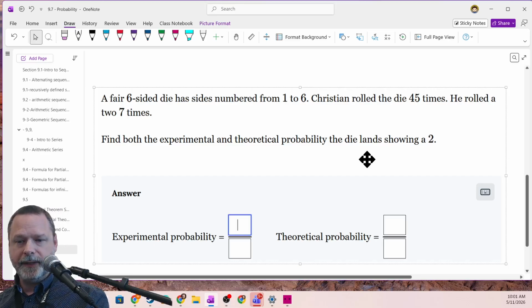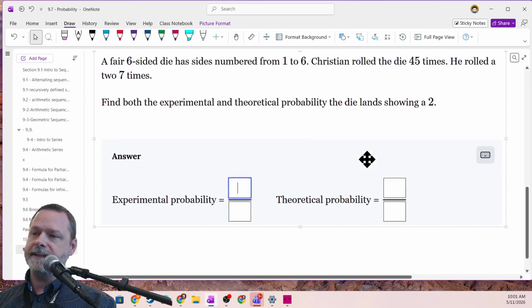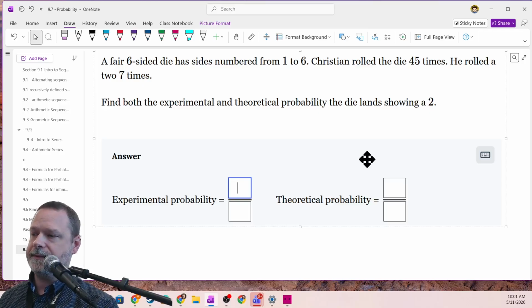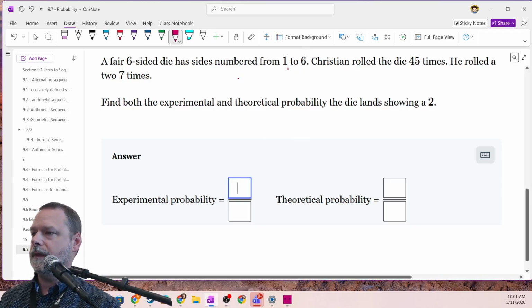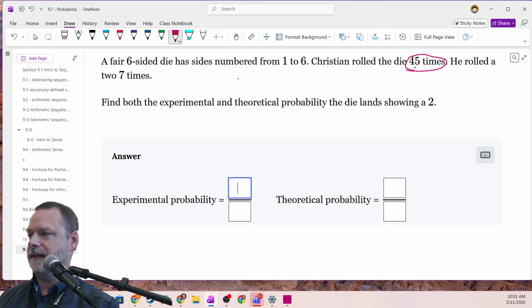So here, let's do an example. We got a fair six-sided die. That's your normal dice. It has sides numbered 1 to 6. Christian rolled the die 45 times. He rolled a 2 7 times. Find both the experimental and theoretical probability that the die lands showing a 2.